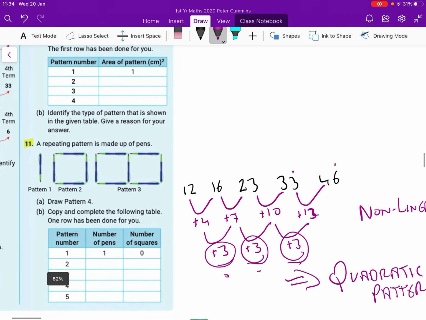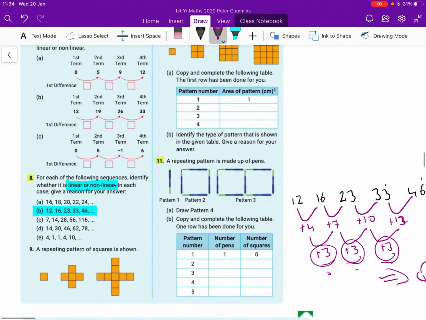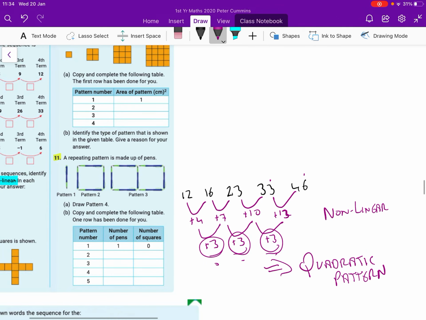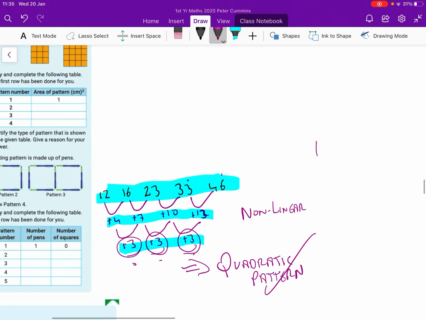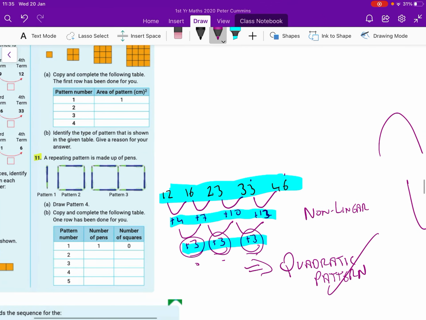Which one did I take? 8B is done out for you. I was wondering what type of pattern it is, so I looked at the differences between all of these, and the difference was different. So I found out it wasn't linear. I went again to the second difference, and the second difference was the same. So I could say it's a quadratic pattern. If I was to draw that, it was going to be either an N shape or a U shape.